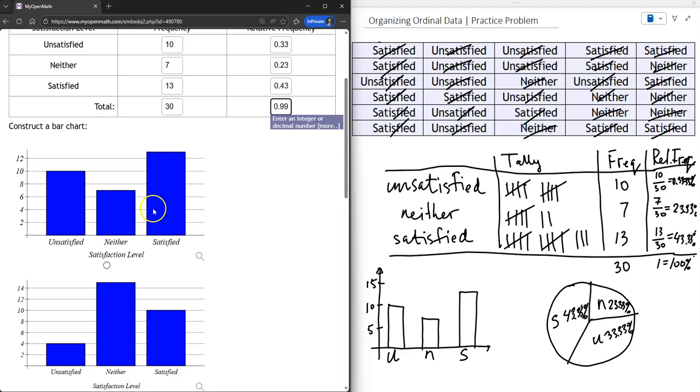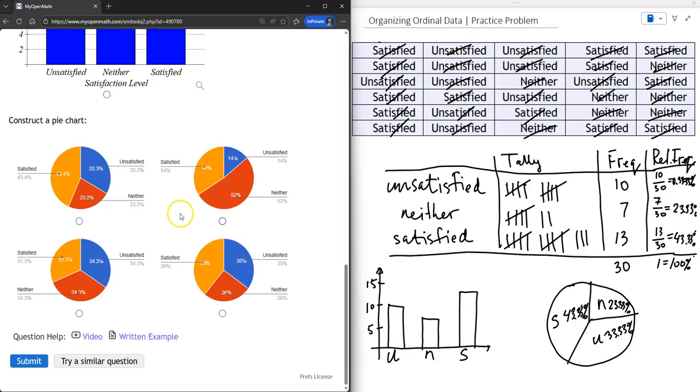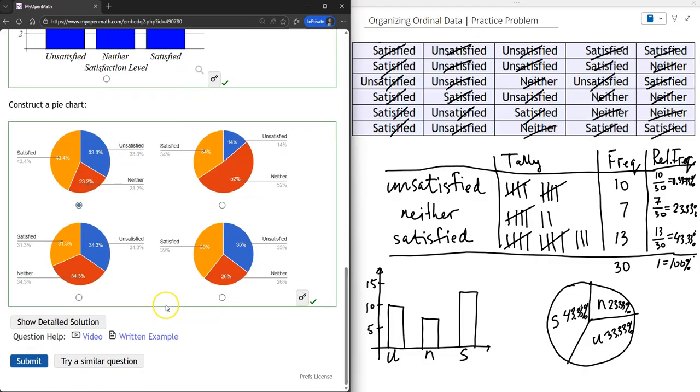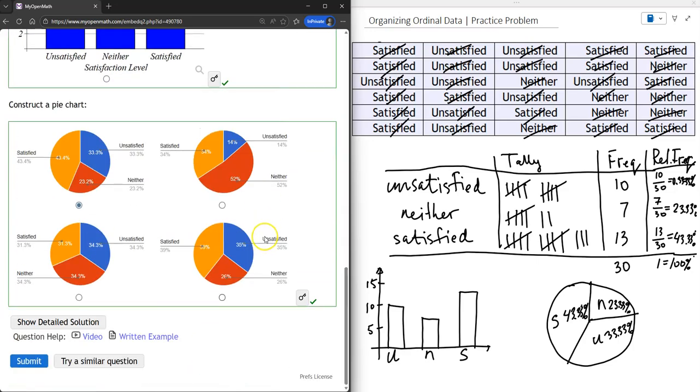And let's pick the right bar chart. 10, 7, 13 looks like it's the first one. And let's pick the right pie chart. It's going to be 43. Looks like it's this one, right? Also the first one. So let's press submit. We got the full credit, other than here. So I think it's safe to just always enter 1 over here. And then we can get the full credit.